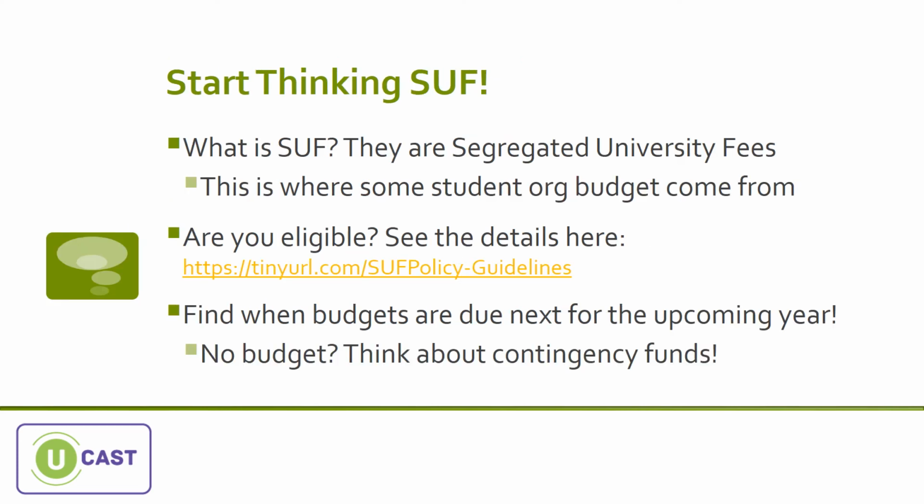The 10th thing we recommend is to start thinking about funding sources, one of which is SUF. SUF stands for Segregated University Fees and is where some student orgs obtain their money. First thing to do is find out if you are eligible or not. Follow the link provided here or in the UCast form page to learn more. If you are eligible, then note that the budget requests happen in fall of the current academic year to be spent the following fall. If you have missed the fall dates, then consider requesting contingency funds. Links to the SUF information and other helpful resources can be found on the UCast form page.